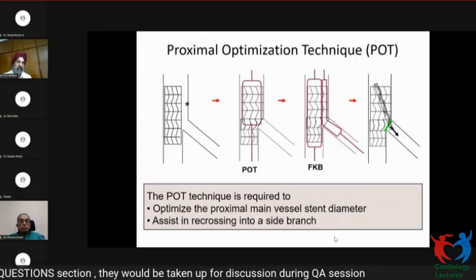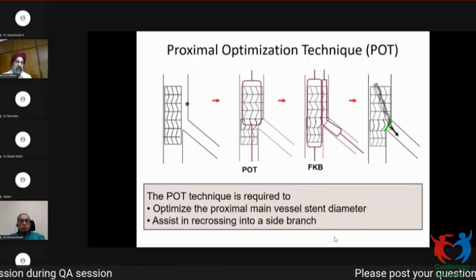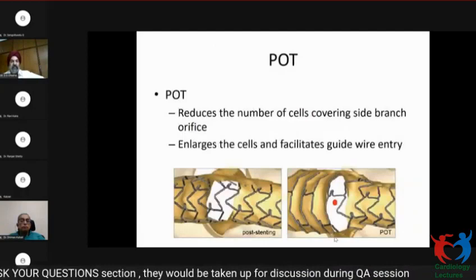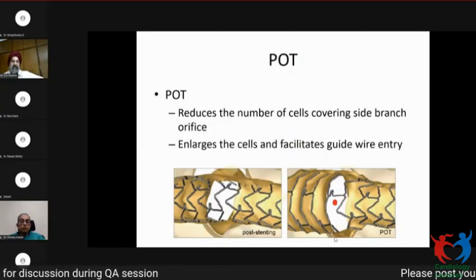It should not go into the distal main branch, because if you do that, you will cause carina shift, and this will be like choosing a stent diameter equivalent to the proximal main branch. So this really helps, because it reduces the number of cells covering the side branch. It also enlarges the cells so that re-entry of the guide wire is facilitated.